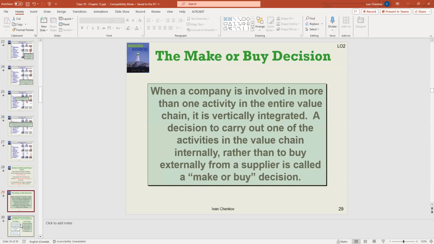When the company is involved in more than one activity in the value chain, we can say that the company is vertically integrated. Now, the decision to carry out one more activity in the value chain or buy externally is called the make or buy decision.